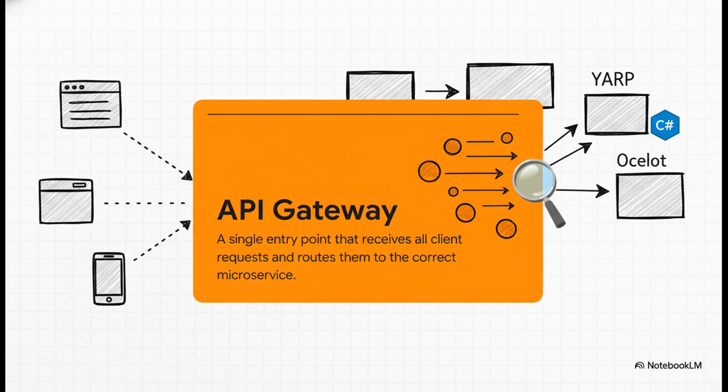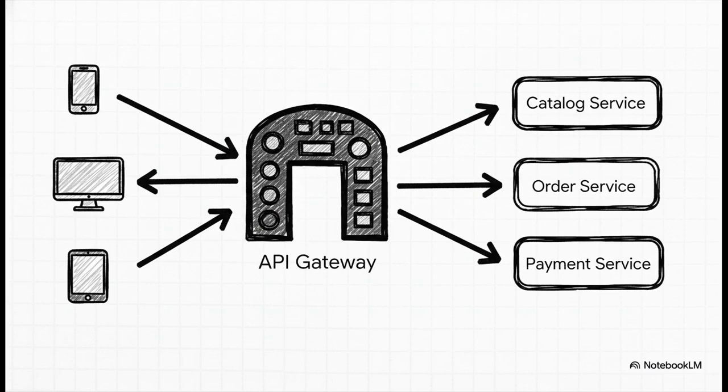The best way to think about it is like a digital receptionist for your entire system. Instead of your mobile app or website needing to know the exact address of every single little microservice, they just talk to this one single entry point. And in the .NET world, there are some great open source tools for this, like YARP, that's yet another reverse proxy, or another one called Ocelot. And you can see exactly how that works here.